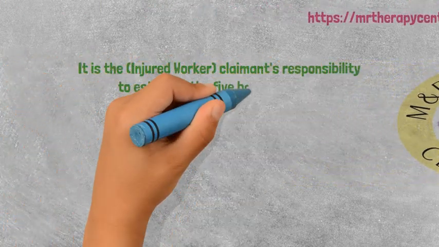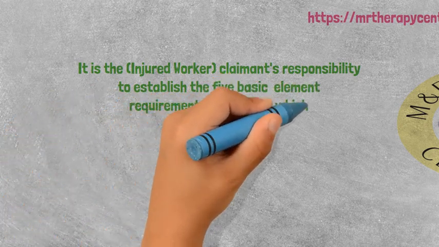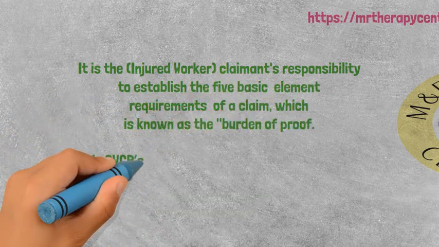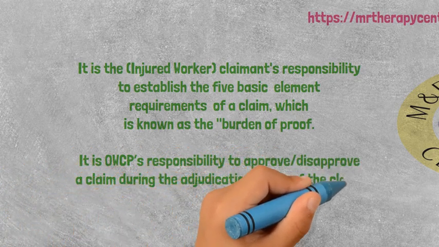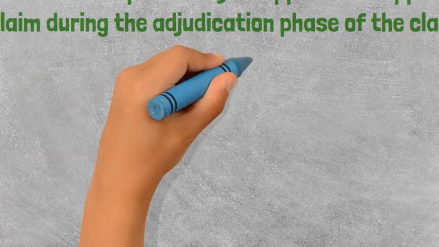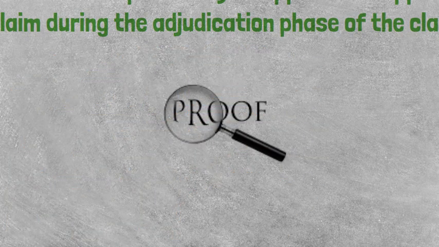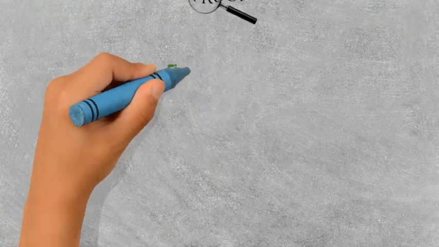Now, it's the injured worker's, the claimant's, responsibility to establish the 5 basic element requirements of a claim, which is known as a burden of proof. It is OWCP's responsibility to prove or approve a claim during the adjudication phase of the claim, but the burden of proof is on you and your doctor.